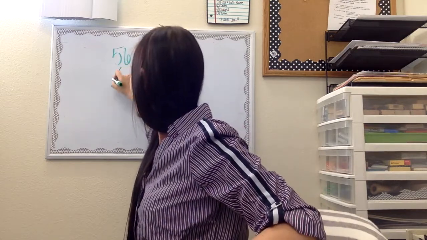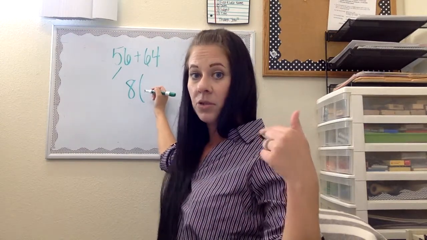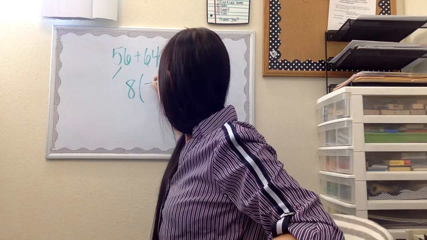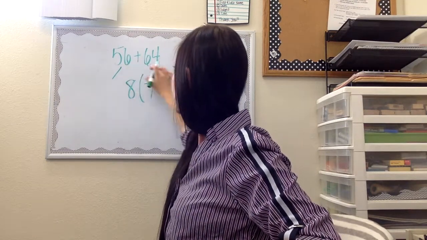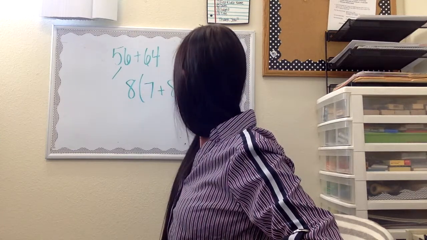Okay, so we pull an 8 out of 56. Remember my last video. That's what you need to remember right now, my last video. So you pull an 8 out, and what's left is 7 from the 56. And when you divide 64 by 8, what's left is 8.